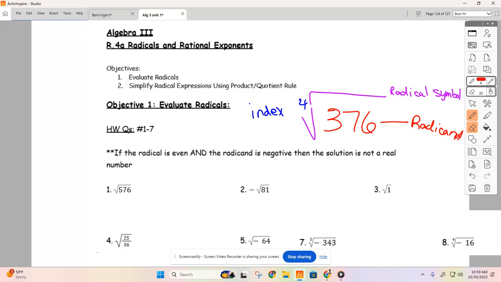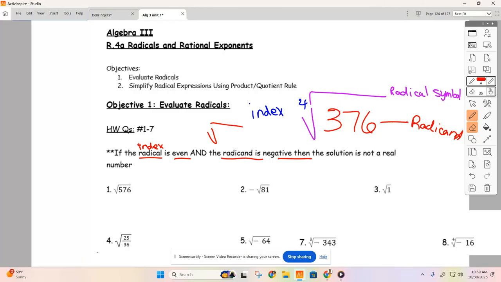Now, for a regular square root, if there's no number written there, it's understood to be a 2. Sophia, close that, please. It's understood to be a 2, we just don't write it, okay? So, biggest rule: if the radical is even, meaning if my index is even, and the radicand is negative, then there's no real solution.